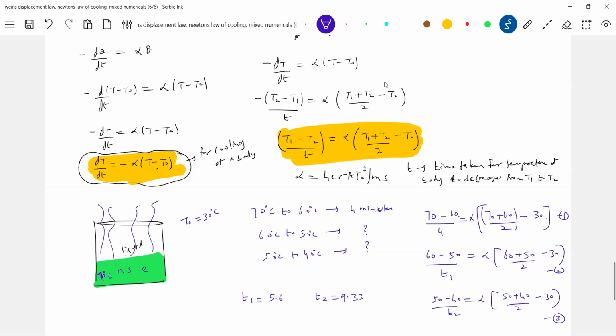Seconds, or what is this? Minutes? Minutes it will be.